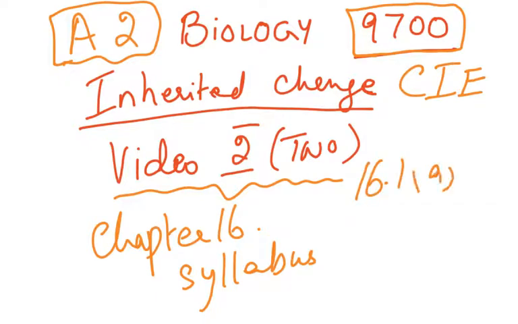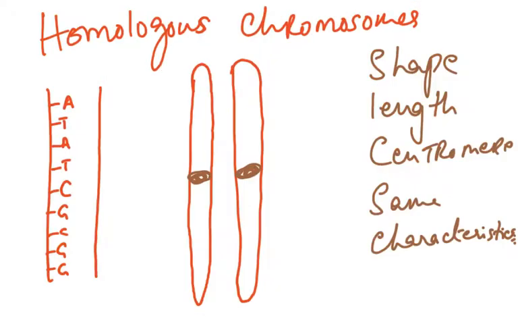16.1a. Now it says explain what is meant by homologous pairs of chromosomes. Well, that's a very simple thing. Homologous pairs of chromosomes. As you all know, human beings have 23 pairs of chromosomes. So chromosomes are usually in pairs, and every species has a specific number.